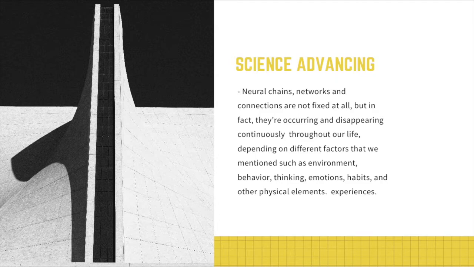And be really careful when we say throughout our life. We didn't say throughout our childhood, nor throughout our adulthood. We're talking about your entire life, depending on different factors that we mentioned before, such as environment, all the way down to physical elements and experiences. Now, of course, we're going to go more over how neuroplasticity works on the brain and how it can affect the neurons and the entire neural system in our brain.